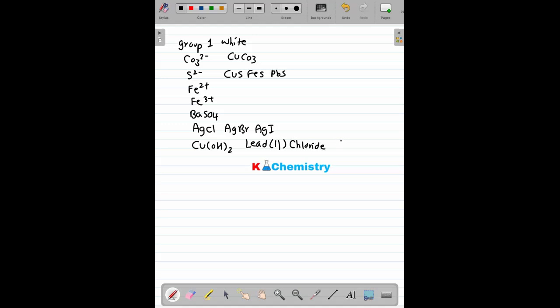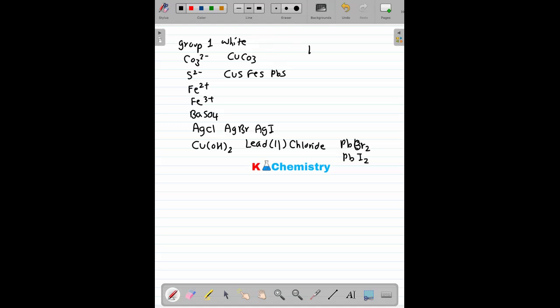A lead 2 bromide is a creamy precipitate. A lead iodide is a yellow precipitate. If you notice, these are the same colors that are with the silver.